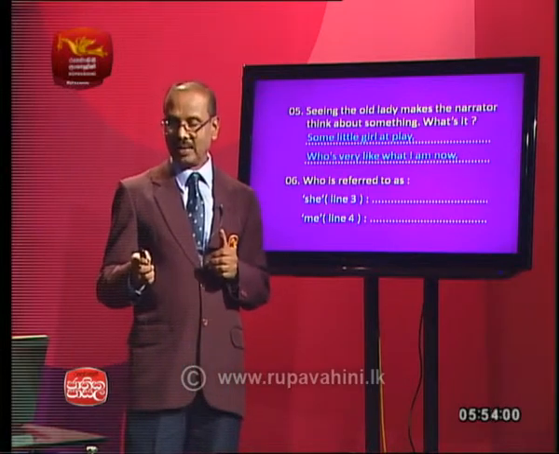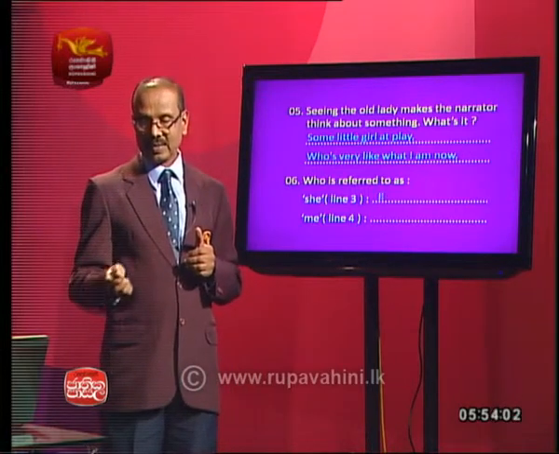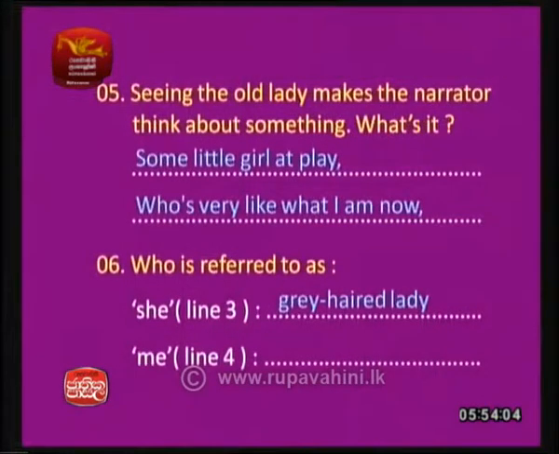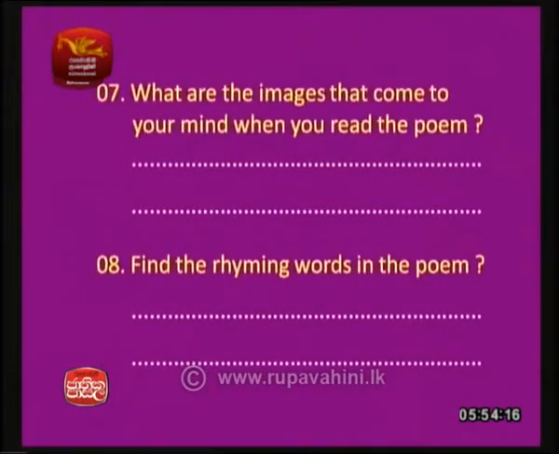So what do you mean by she? Gray-haired lady, that is the gray-haired lady. Me, then, is the narrator. Then me, that is the narrator. So Number 7, what are the images that come to your mind when you read the poem? What are the images?